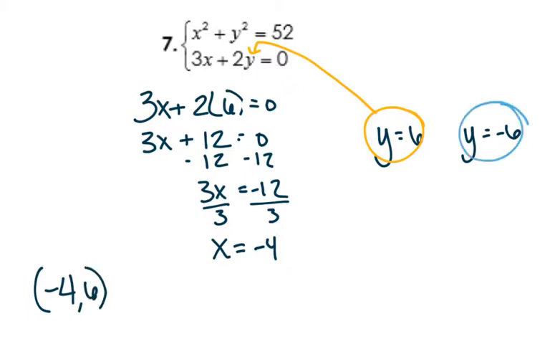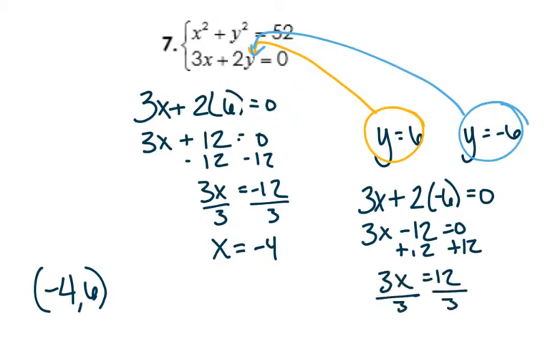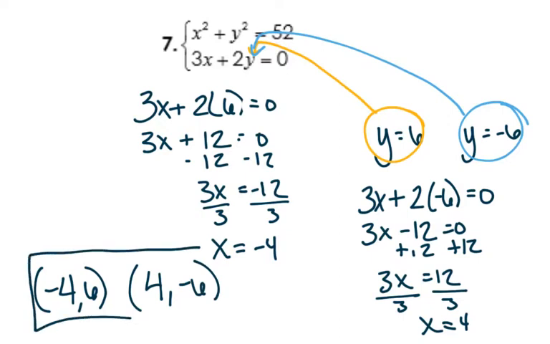And I'm going to pretty much do the same thing. I'm going to replace y with a negative 6 this time. Changes it just a little. Not bad though. So 2 times a negative 6 is a negative 12. So now I would add 12 to both sides. 3x equals 12. Now I would divide by 3 on both sides, so x equals 4. So my other answer would end up being 4, comma, negative 6. And once again, remember that we have two answers because we would have two intersection points.